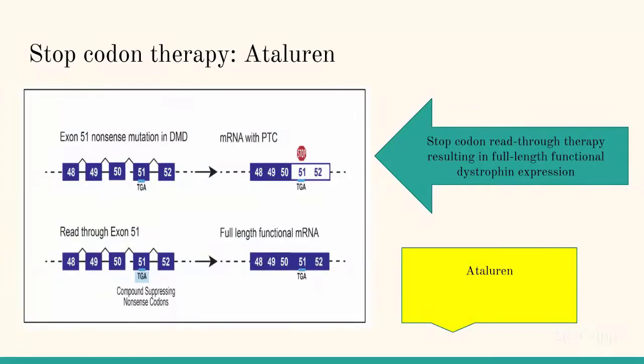So one is stop codon therapy. What does ataluren do? Stop codon read-through therapy results in full-length functional dystrophin expression. Here, what they do is the protein that is forming just reads through, and it takes into account exons 51, 52 also. There is no partial protein, the complete protein formation is there. So this is one very established therapy, particularly for exon 51 deletion, and not for other things. But again, availability is a big issue.